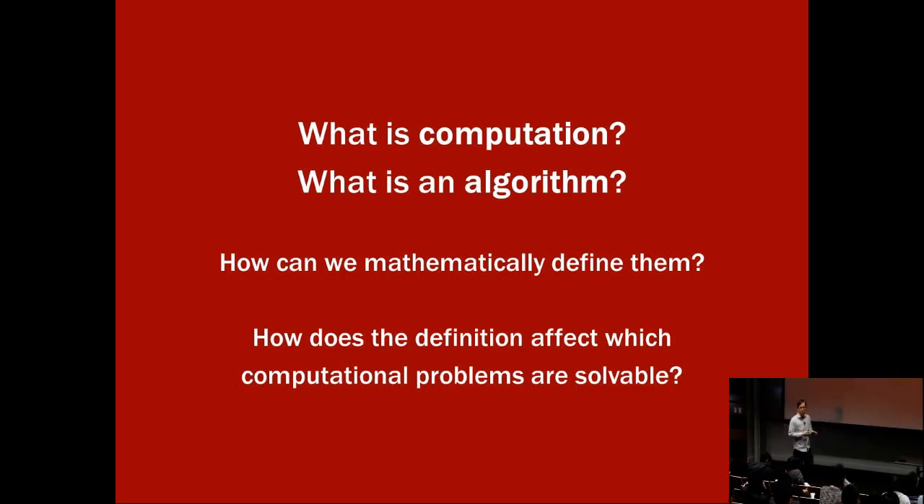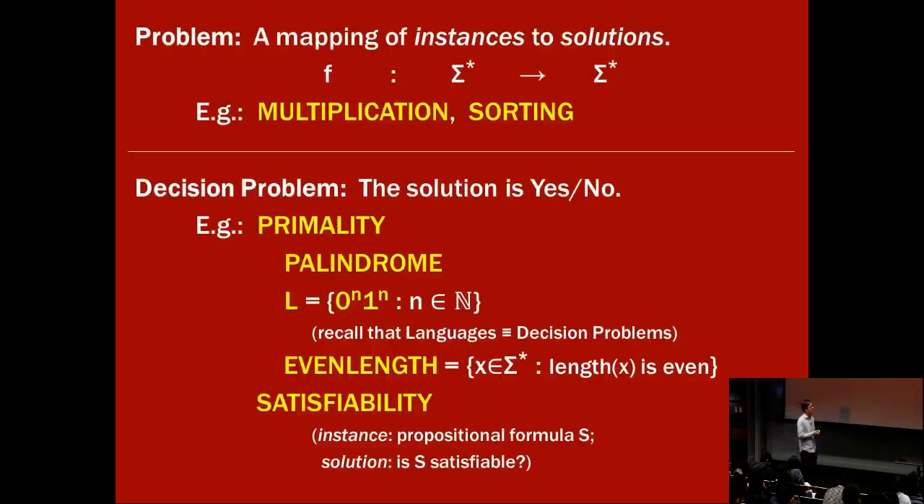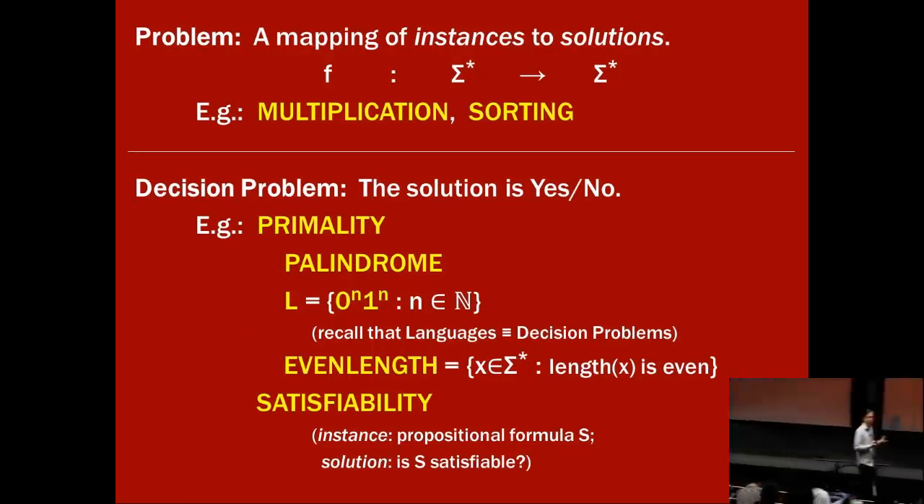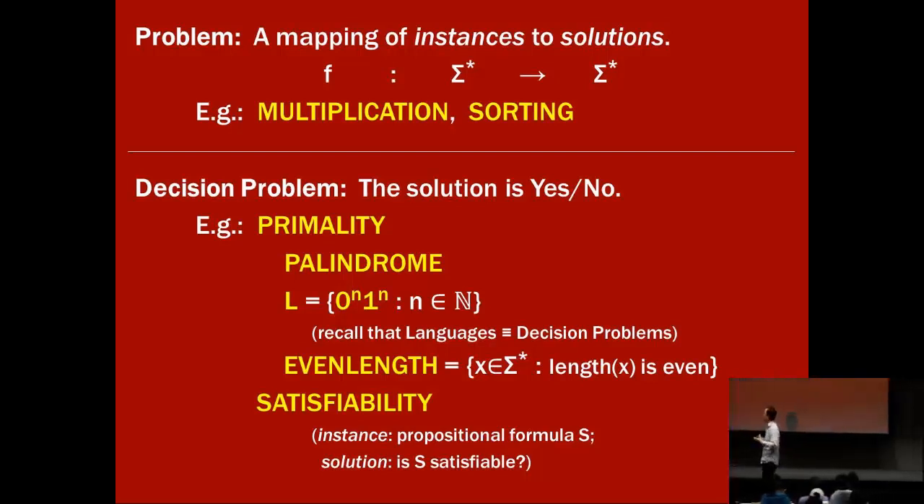Okay, so just to remind you of some terms from last time, a problem is a technical term. It's what we try to solve with computation. And it's a mapping of instances to solutions. Instances or inputs to solutions. And we can generally represent these things conveniently with strings. So you can also think of a problem as a function that maps a string, the instance, to another string, the solution. Okay, and some examples of that are the multiplication problem, where the instance is a pair of numbers and the solution is their product, or sorting a list.